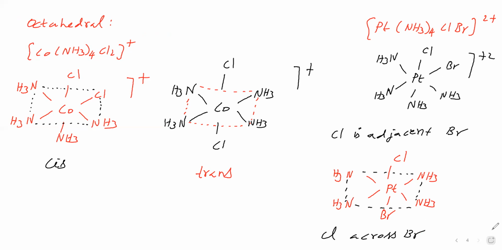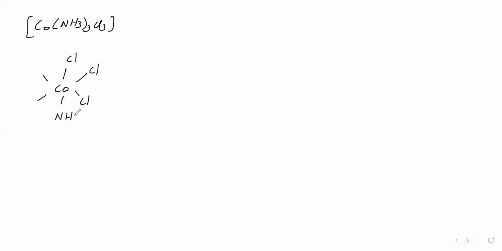Next, we will take Co(NH3)3Cl3. We will take this complex. For this complex, we will try geometrical isomerism. Now we will take Co and NH3, Cl, that we will write. Cl is 3 that we have written, NH3 is 3 that we have written.